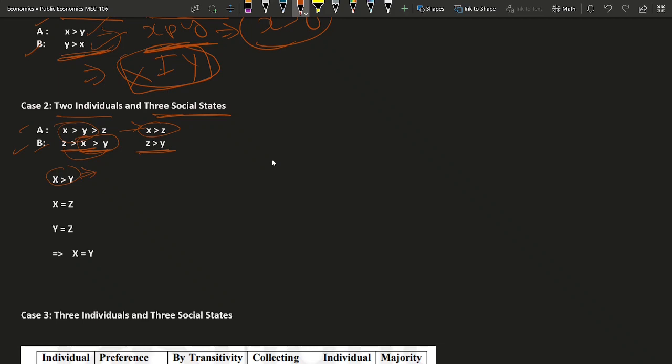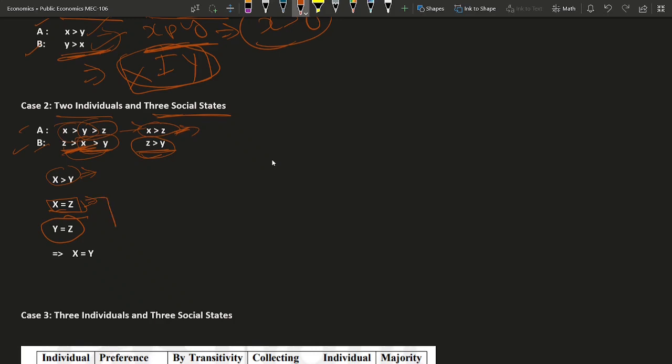Now the comparison between X and Z. A prefers X over Z and B prefers Z over X, so the social choice will be that X and Z are indifferent, because one person is choosing X over Z and the other is choosing Z over X. Now the comparison between Y and Z. B is choosing Z over Y and A is choosing Y over Z, so the social choice will be that Y and Z are indifferent, because one person is choosing Z over Y and the other is choosing Y over Z.